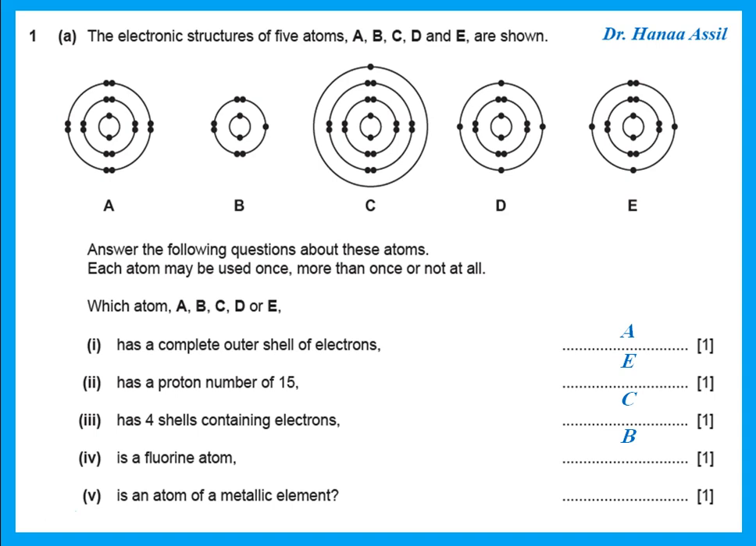Which one is an atom of a metallic element? How do I know if it's a metal? We said metals are in group 1, 2, or 3, so they must have 1, 2, or 3 electrons in their outermost shell. So which one has 1, 2, or 3 electrons in the outer shell? That is C. C has 1 electron, so it's obviously in group 1, and that means it is a metal.